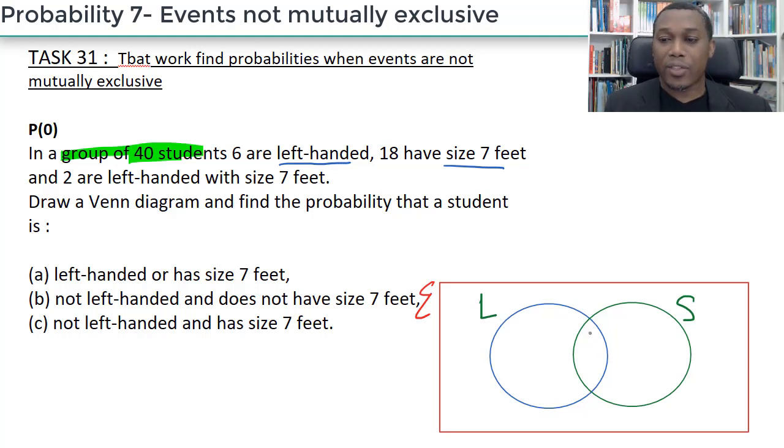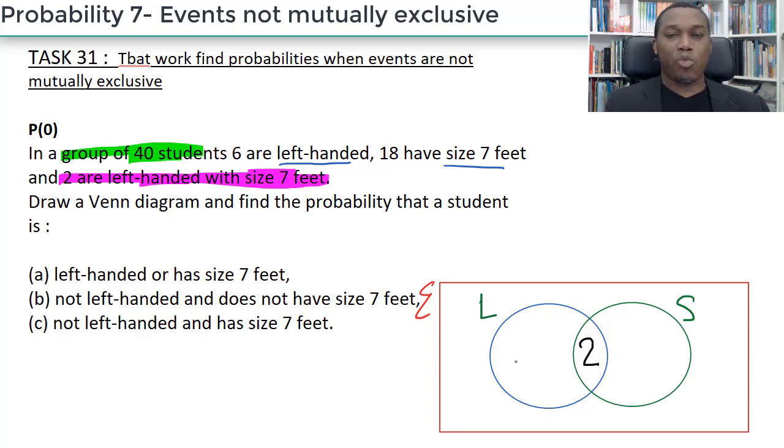6 are left-handed, so that whole blue circle, when I add up both numbers, I'm supposed to get 6. 18 have a size 7, and this one is nice. They gave us the information. 2 are left-handed with size 7. They said with, but that with means the same thing as and in this context. So there's 2 in the middle. 2 meet both criteria. That's why it's not mutually exclusive. You can be left-handed and size 7, and there are 2 students that meet that criteria.